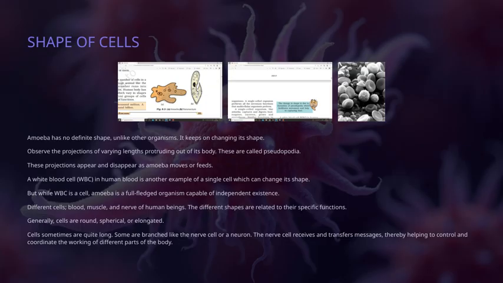Generally, cells tend to be round, spherical, or elongated, but some can be much longer or branched, depending on what they need to do. All these variations in shape are closely related to their particular roles in the body. So, the shape of a cell is not just a random feature. It's a reflection of its function and importance in maintaining our health and activity.